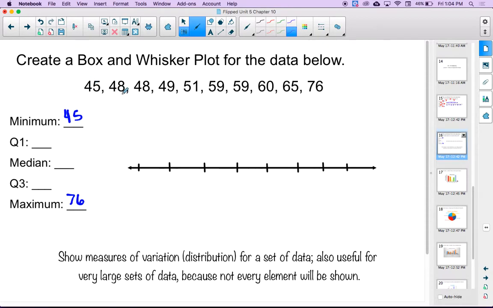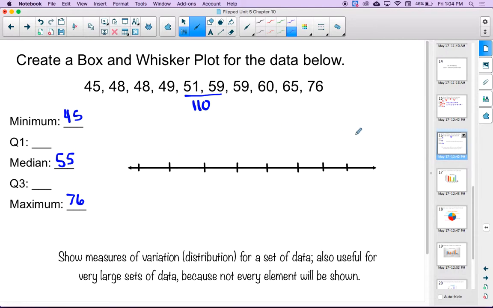The median here is going to be, we're going to find that using our 2 middle numbers, 51 and 59. If I add them together, I get 110. Divide that by 2, and I get 55.